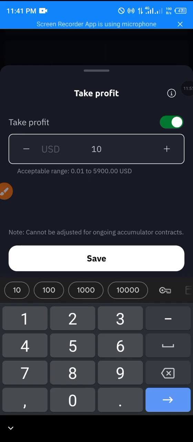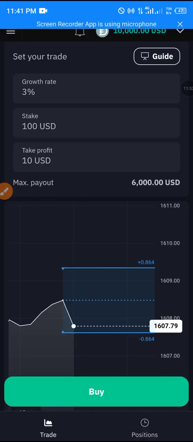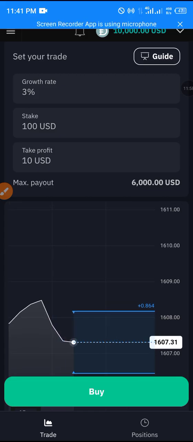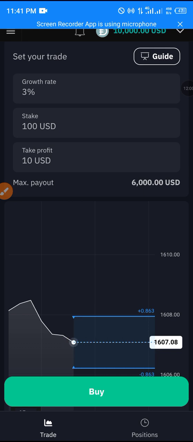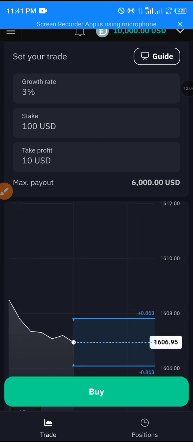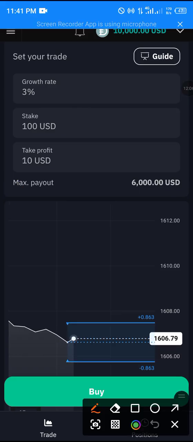Now I'm gonna save. I've saved it. Now my stake is 100. My growth rate is 3%. My take profit is 10. Now you come to this place entirely.